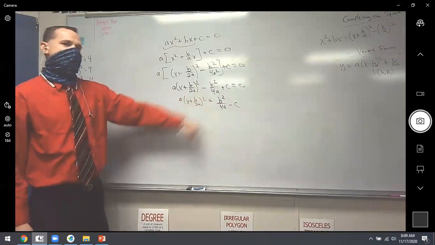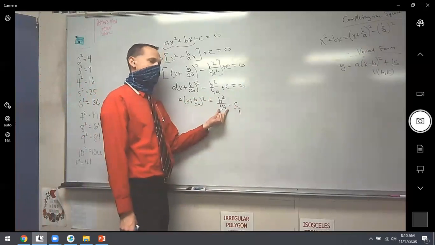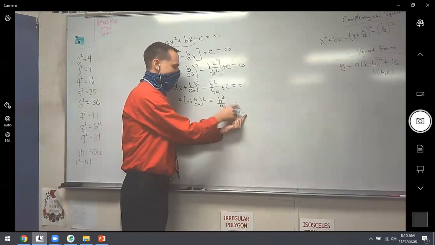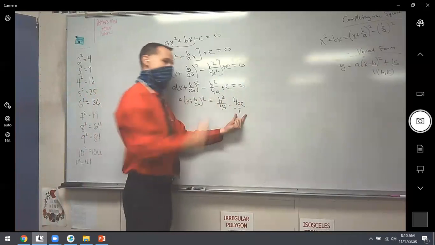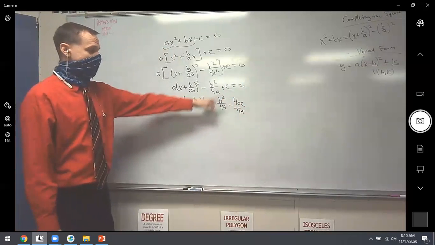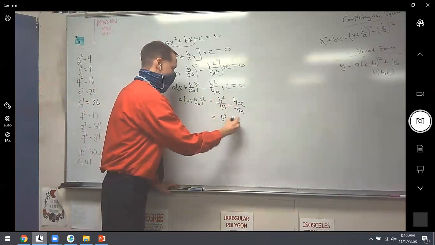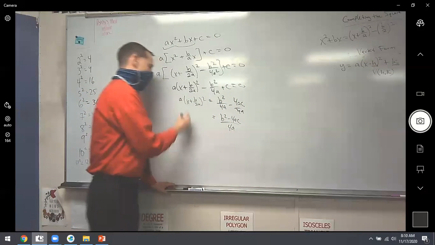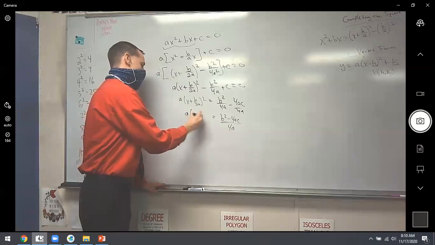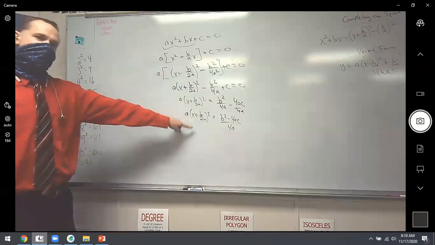Now I see a fraction minus a fraction, so you need to get a common denominator. If you want 4A on the bottom, you've got to multiply this one by 4A. So now it's 4AC over 4A. And when you add or subtract fractions, you just do it to the top, so you don't change the bottoms. And we got this thing right here. We're close. I almost got the squared thing by itself.